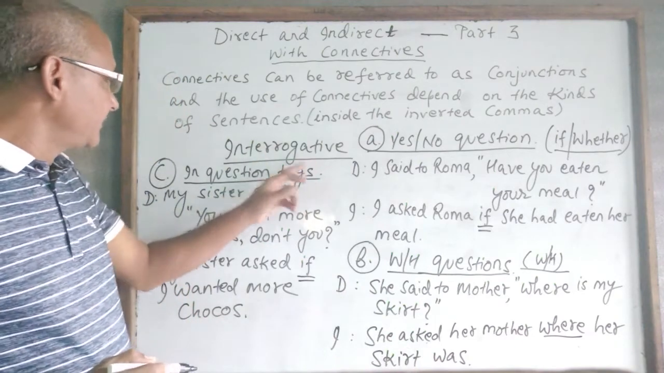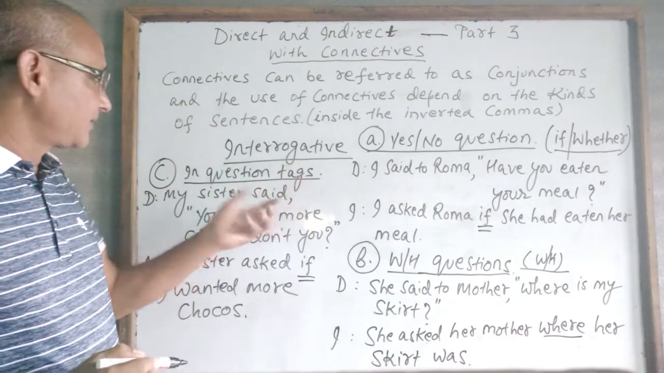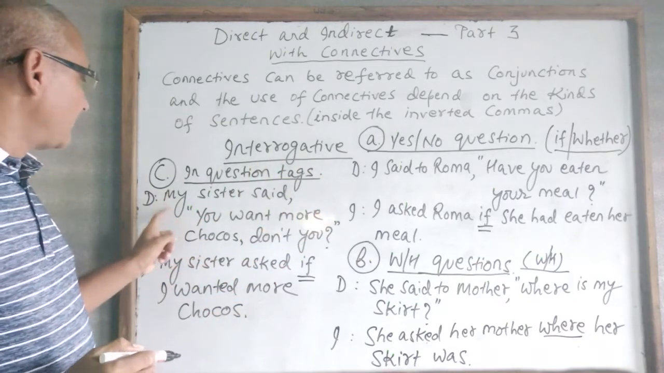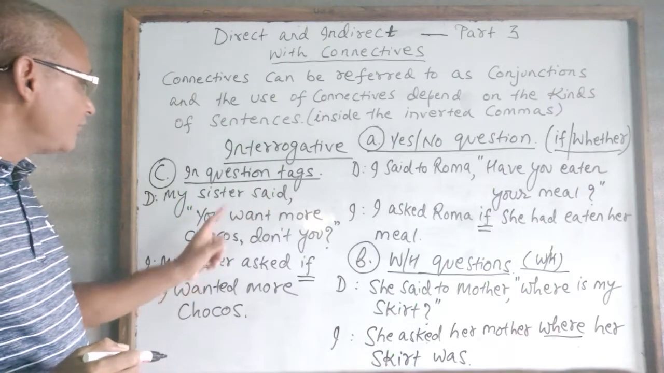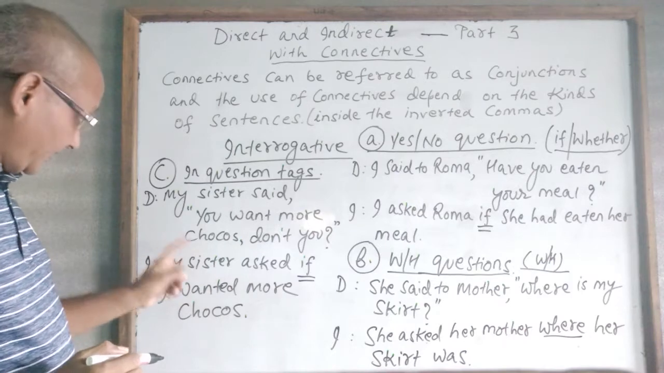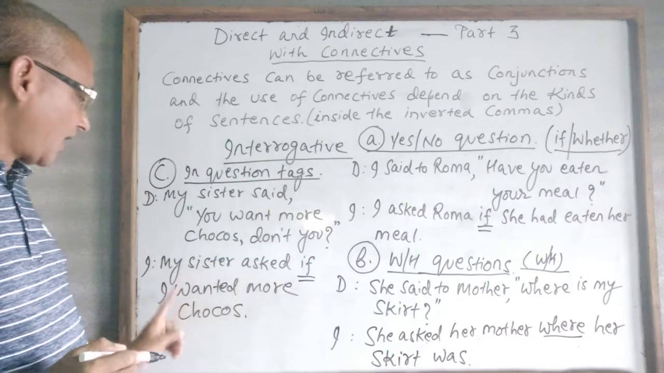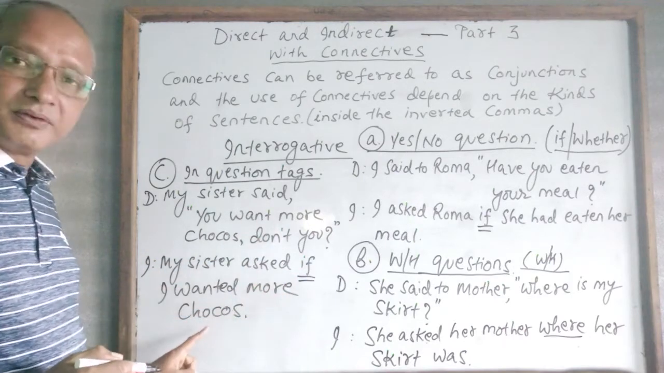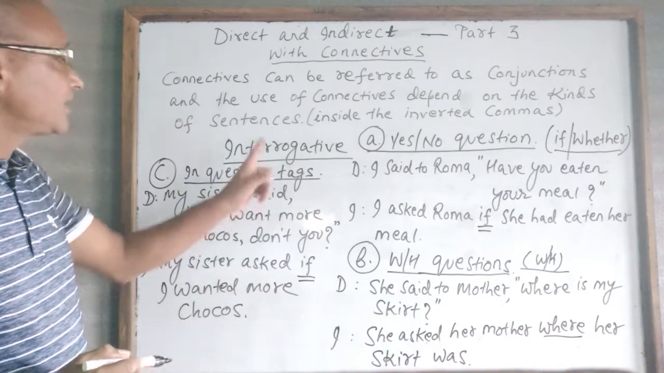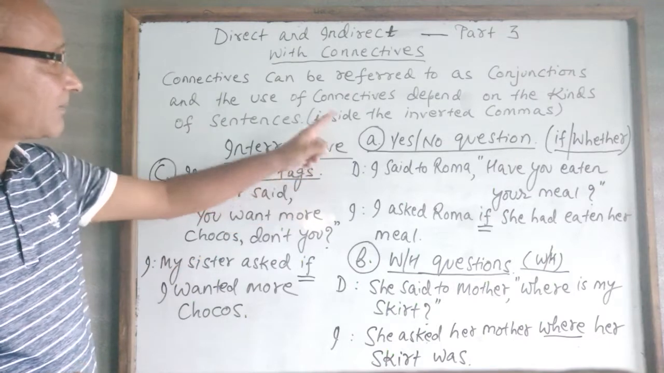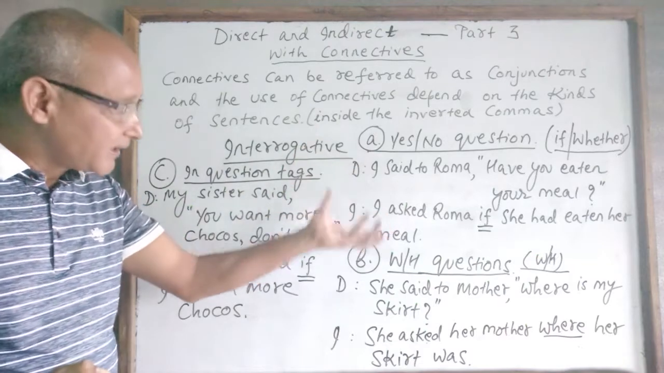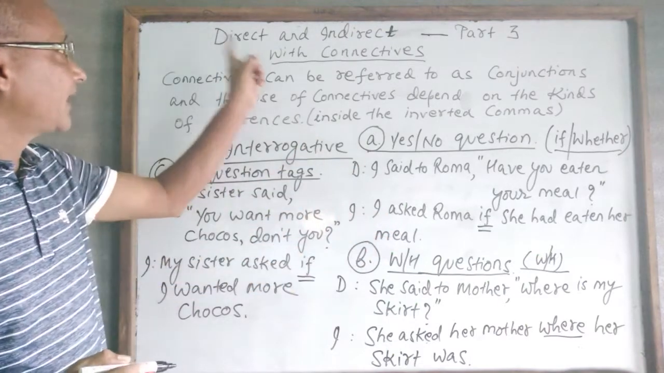Now in the interrogative, the question tags formation, where there is a question tag at the end. For example, my sister said, you want more chocos, don't you? My sister asked if I wanted more chocos. So in the interrogative formations, we have three separate ways and connectives to use in direct and indirect speech.